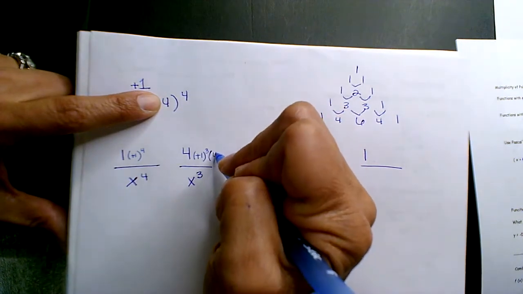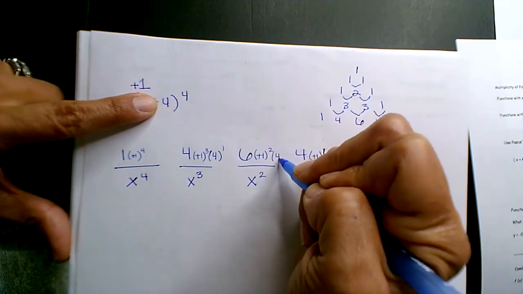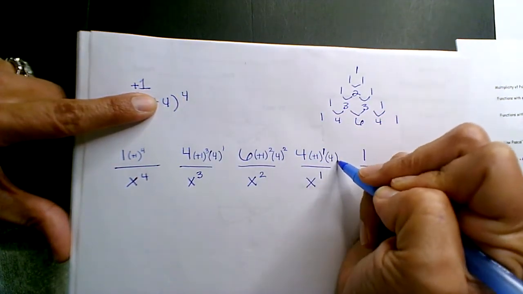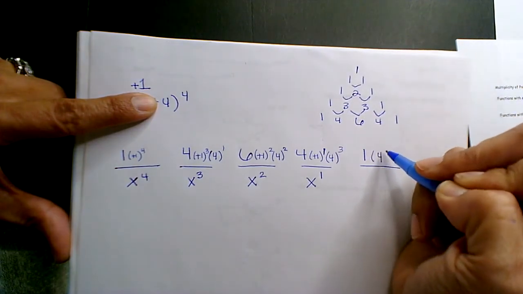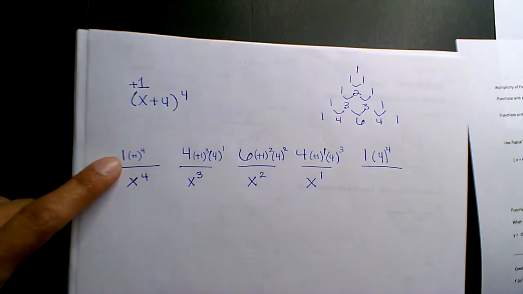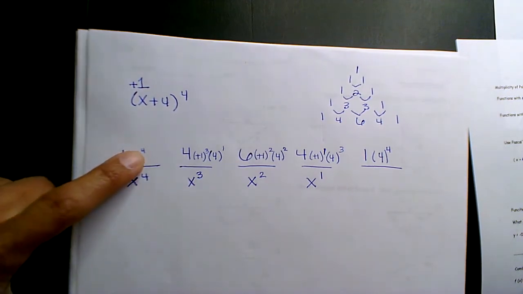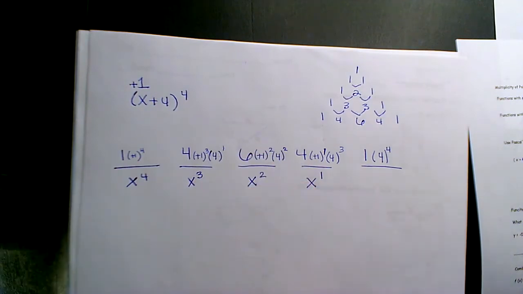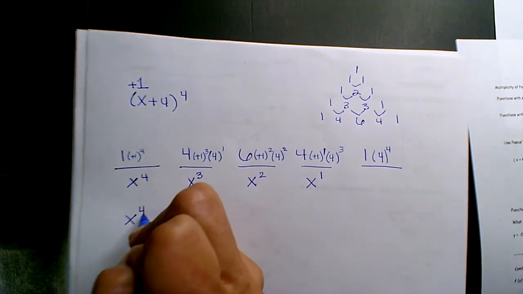0, 1, 2, 3, 4. And now you clean that up. So what's 1 times 1 to the 4th? Well, 1 to the 4th is just 1, so this is just x to the 4th power.